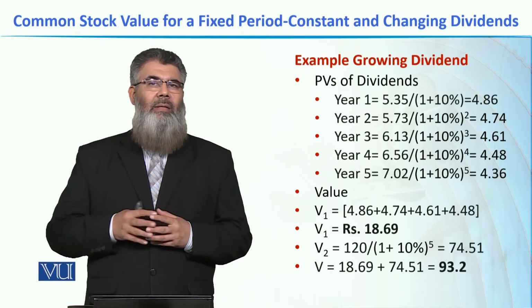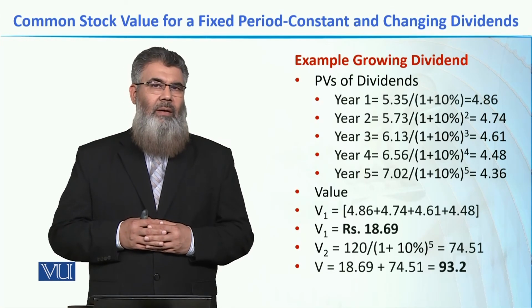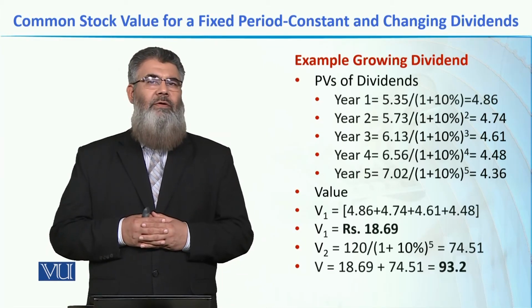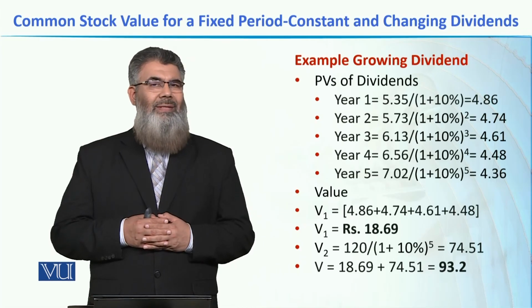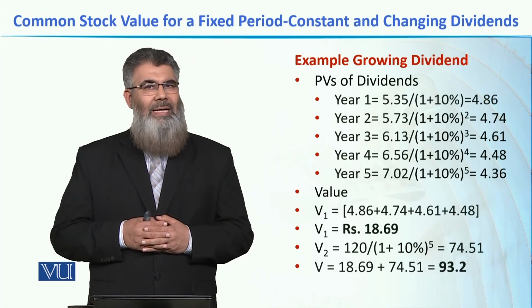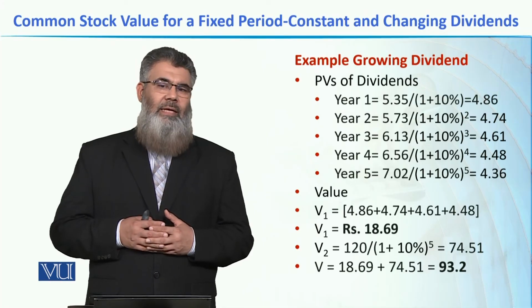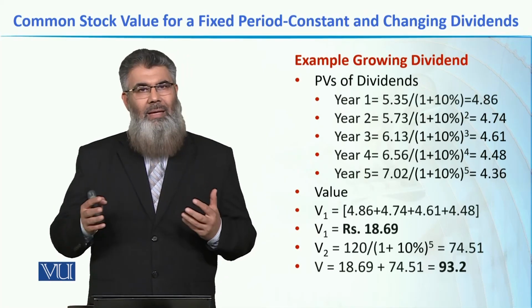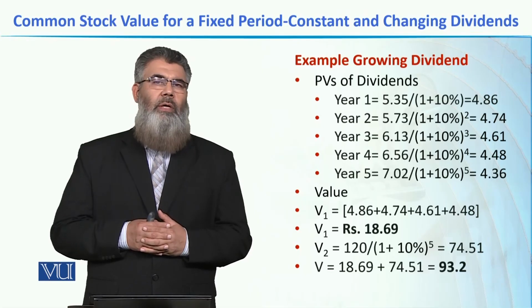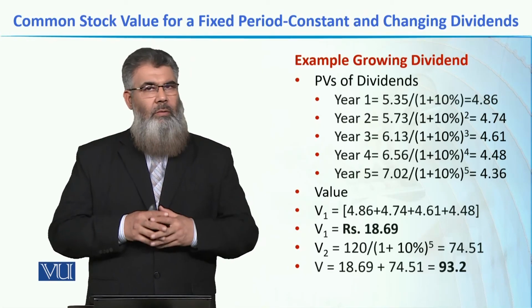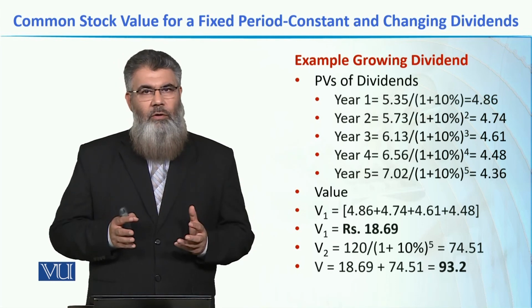The second part is done in the same way. That is, we discount by applying the present value formula of a single amount and we get the present value of the future price that we will get and add those two values in order to get the intrinsic value of the stock. So, how do we conclude it?